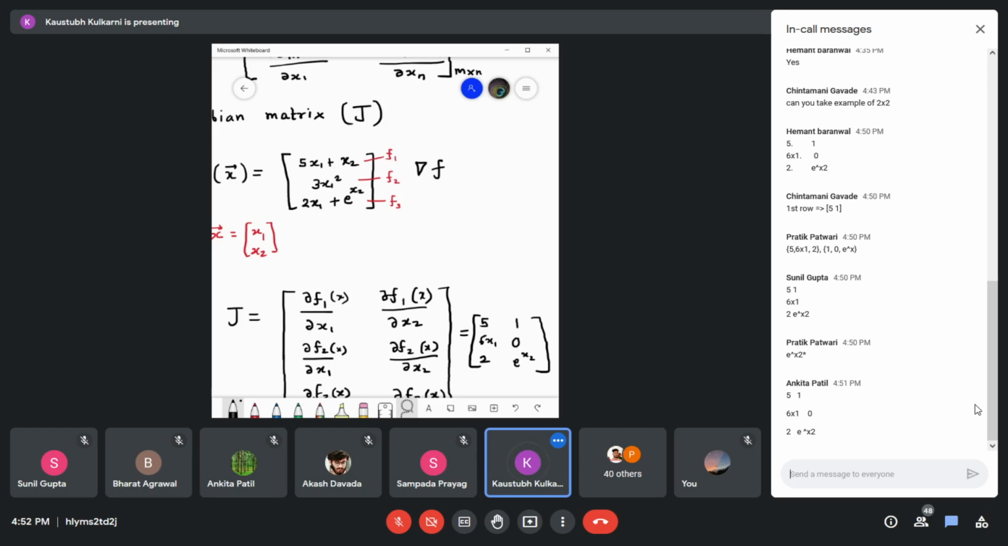Okay, let's see what all have you answered. Hemant, 5 1 6 x1 0 e raised to x2, correct. Chintamani, first row is correct. Pratik, also correct. E raised to x2, yes. Sunil, 5 1, okay, this is just okay, fine. And yes, all of you answered correctly, at least in the chat.